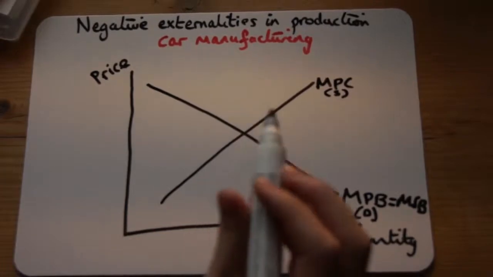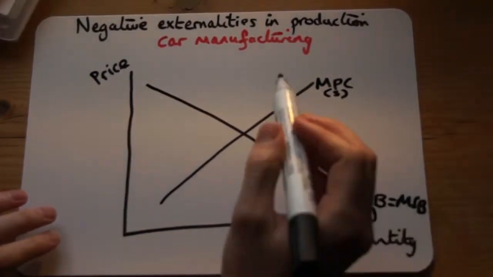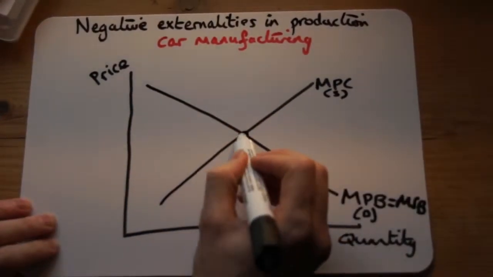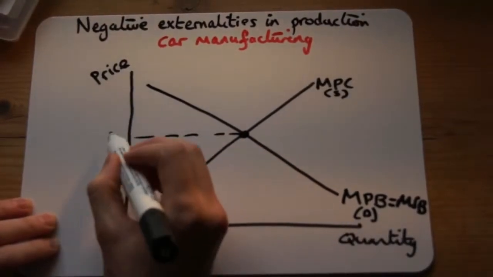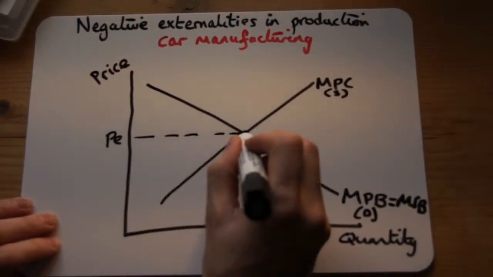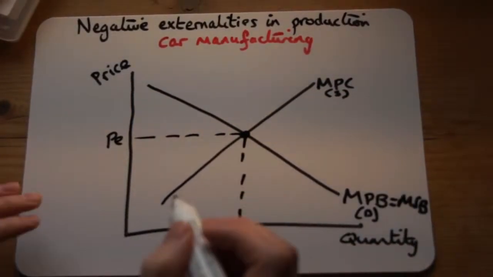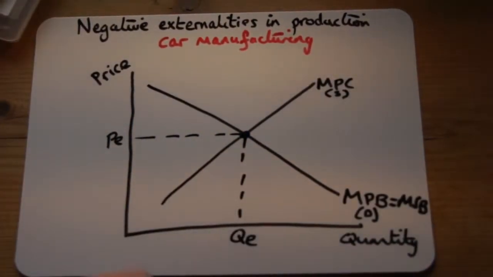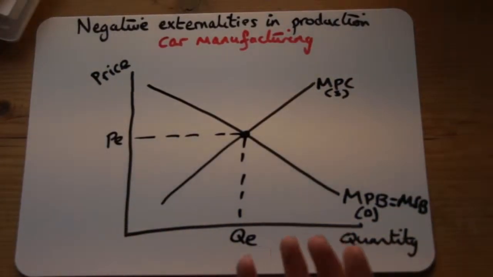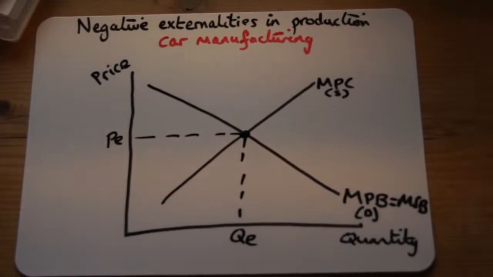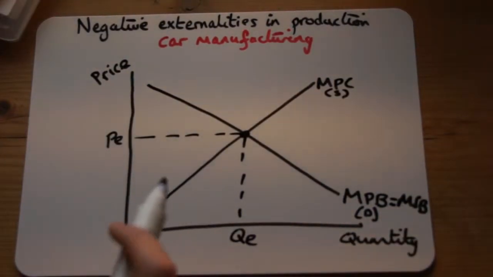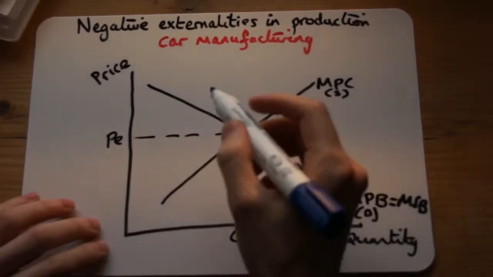So the free market equilibrium point is where supply equals demand, private benefit equals private cost. So the price of cars at the moment is PE and the quantity consumed is QE. But we know, because car manufacturing causes pollution and negative problems for society, there should maybe be fewer cars produced and consumed by society. So therefore we need to shift the private cost line inwards.